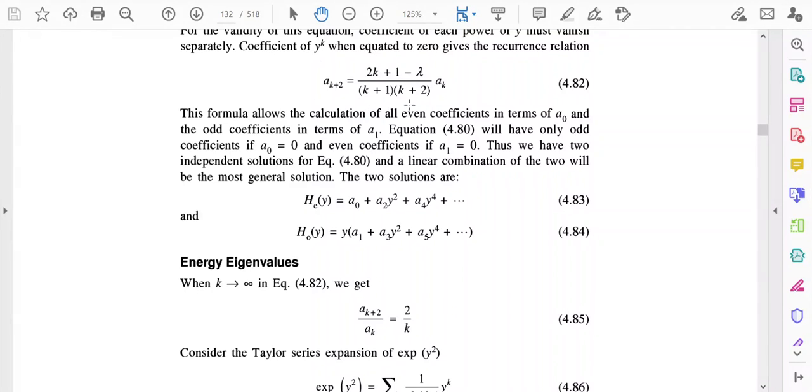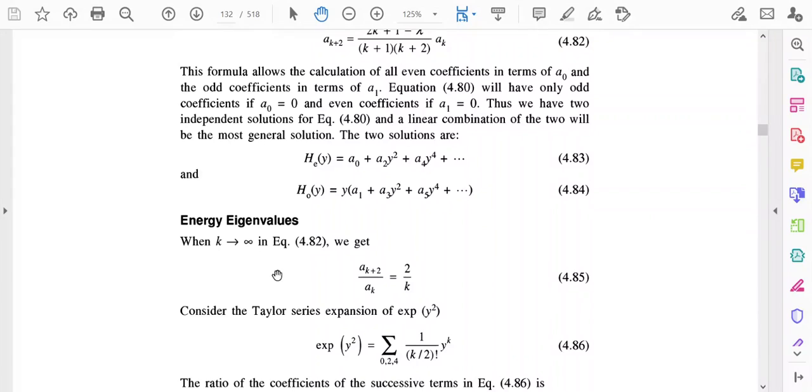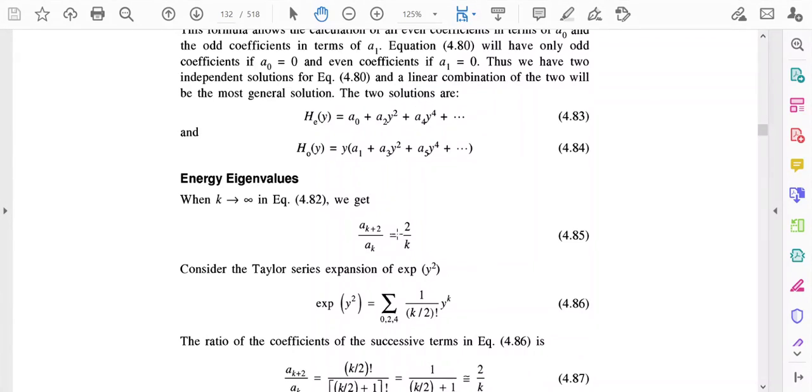So if we solve the problem by the concept of the limit, then you will see that ak plus 2 divided by ak will be equal to 2 plus k, and you just have to consider the fact that k tends to infinity. So if you solve it in your notebook, you will observe that ak plus 2 divided by ak is equal to 2 by k.